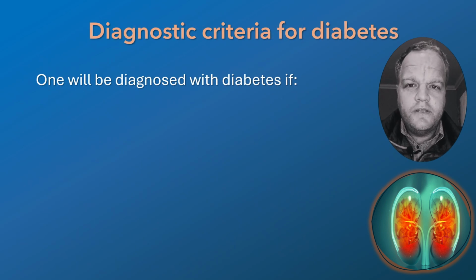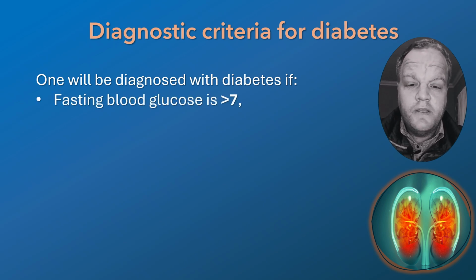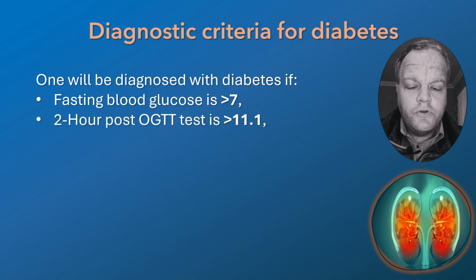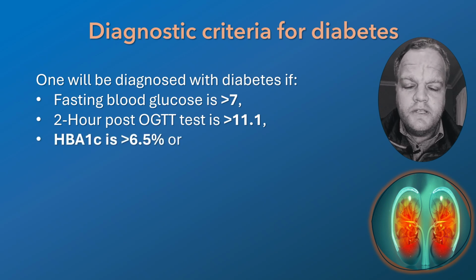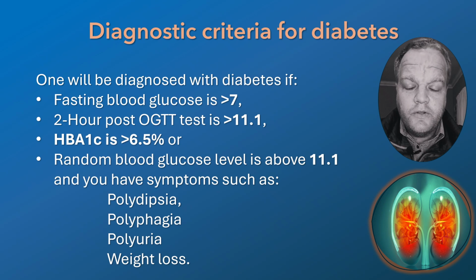Looking at the diagnostic criteria for diabetes, one will be diagnosed with diabetes if your fasting blood sugar level is more than 7, if your 2-hour post-oral glucose tolerance test is more than 11.1, if your HbA1c is above 6.5%, or if a random blood glucose level is above 11.1 and you have symptoms such as polydipsia, polyphagia, polyuria, and weight loss.